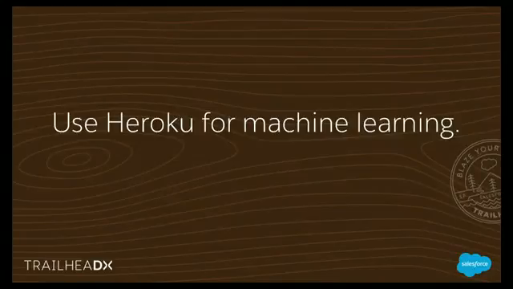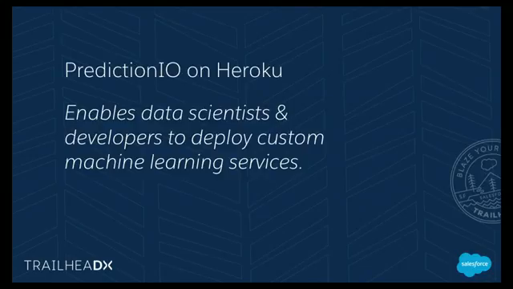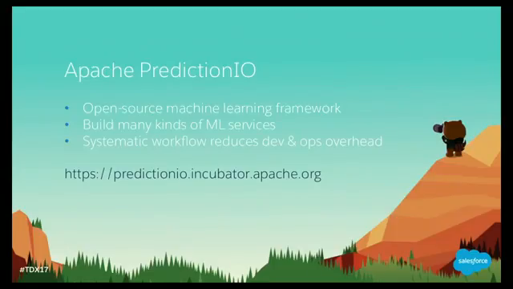I'm Mars Hall. I work at Heroku, and I have been working on this. Specifically, we're targeting Prediction.io on Heroku to enable data scientists and developers to build custom machine learning services. This is using Apache Prediction.io, which was acquired by Salesforce a couple years ago and donated to the Apache Software Foundation.